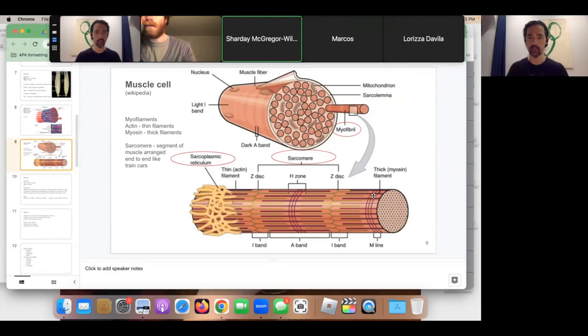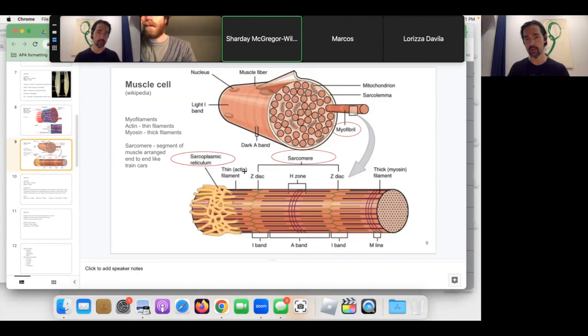Okay, and then making up the sarcomere are filaments, many, many filaments together. Some are thick and some are thinner. The ones that are thicker are made of myosin, and the ones that are thinner are made of actin. The thinner ones are the actin filaments. The thicker ones are the myosin filaments.